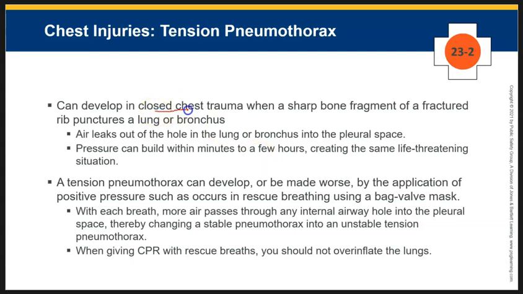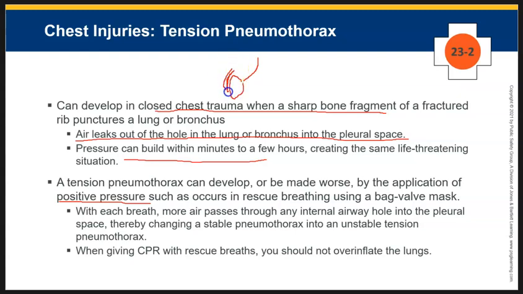But additionally, closed chest trauma could allow for a sharp bone fragment of a fractured rib to puncture a lung, and it is from that opening in the lung, not an opening in the exterior chest wall, but an opening in the lung, that air again gets into the pleural space, and that pressure can build up, creating the same life-threatening situation. We can make it worse if we use a BVM to actually increase the pressure of air coming into the lung, because again, if we have that leak and that high positive pressure allows for air to build up outside, it will collapse the lung even further. Be sure, using a BVM for rescue breaths, or in the case of CPR, to not overinflate the lungs.